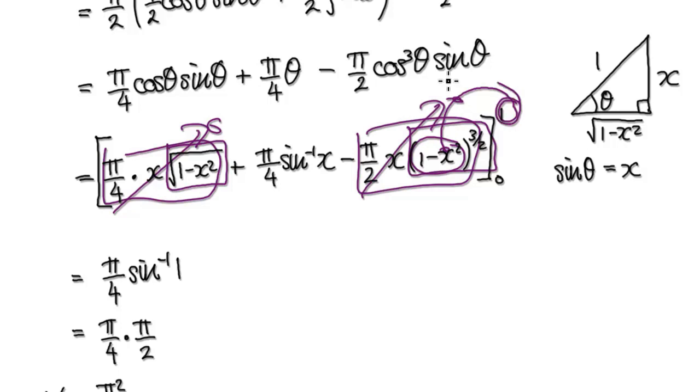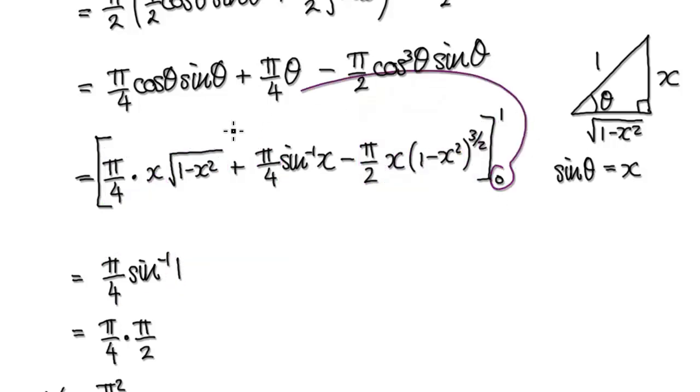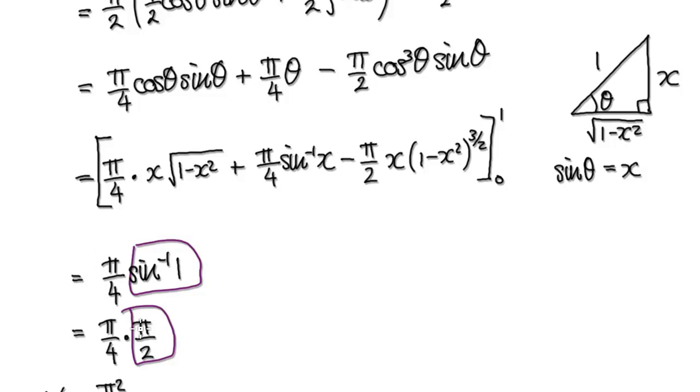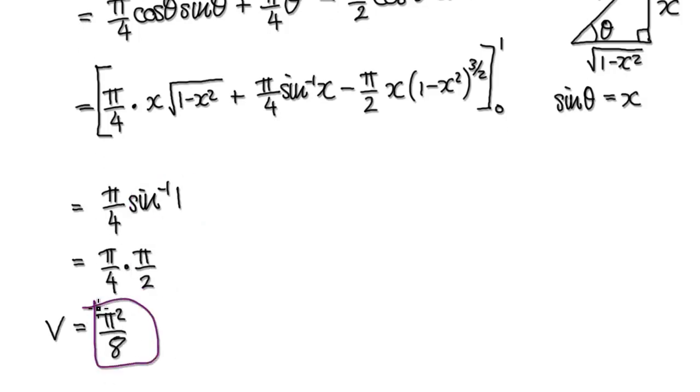And then put 1 into here, it would be pi over 4, inverse tan of 1. And then when you put 0 into here, everything disappears. So this would just become this. So inverse sine of 1 is pi over 2. So your final answer, your final volume, is given by this. Okay.